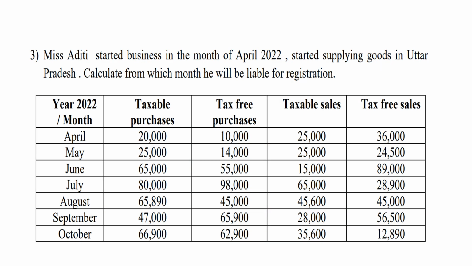Miss Aditi started business in the month of April 2022. Started supplying goods in Uttar Pradesh. Calculate from which month she will be liable for registration. So April, May, June, July, August, September, October, the information is given month-wise. Taxable purchase and tax-free purchase are given. Then they have given us taxable sales and tax-free sales. So taxable purchase we don't take in our aggregate turnover. So we have to only consider taxable sale and tax-free sale. So we have to find out from which month she will be liable for registration.